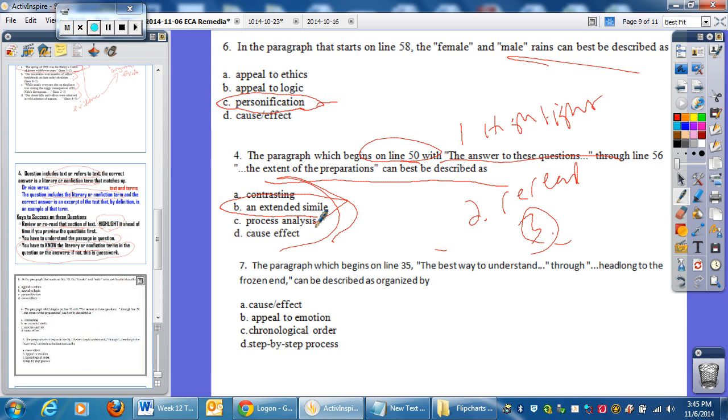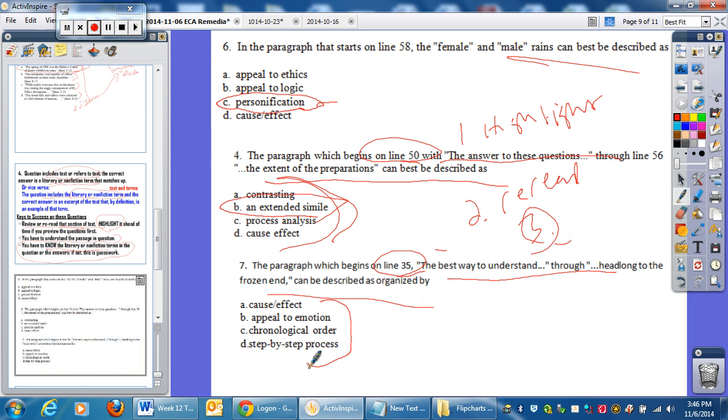All right, so here we go. Number 7 then. The paragraph which begins on line 35. What should you highlight then and there? Line 35. You know there's a test question on it. Then second, you got to read it. And then third, you have to know what those things are. And if you don't know what those things are, it's guesswork.